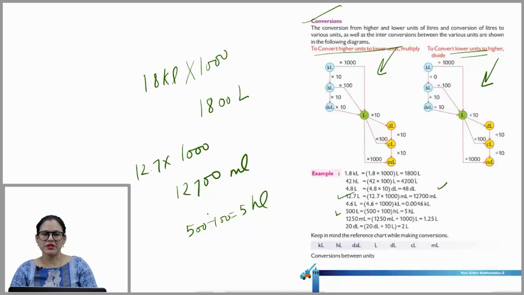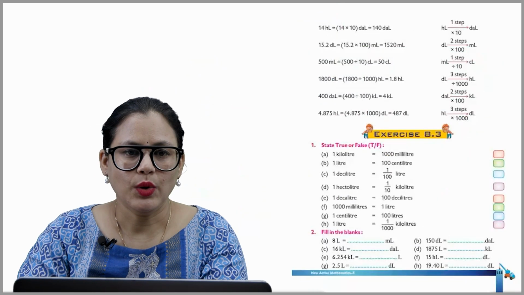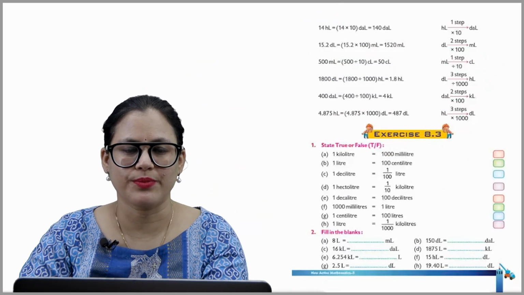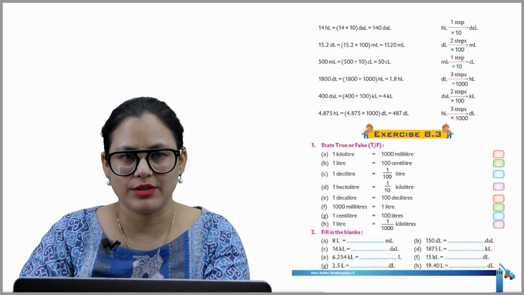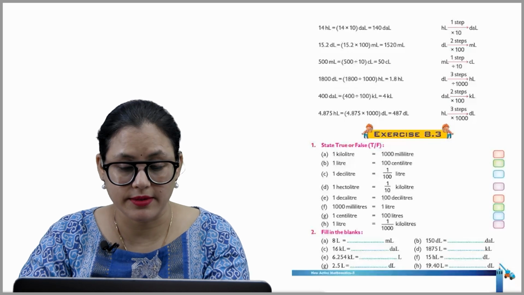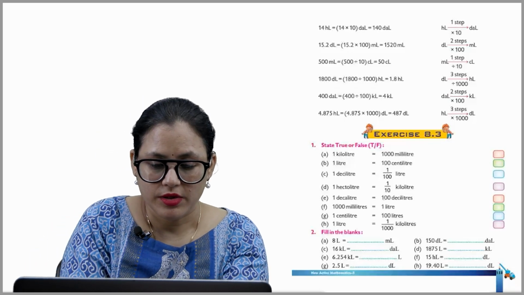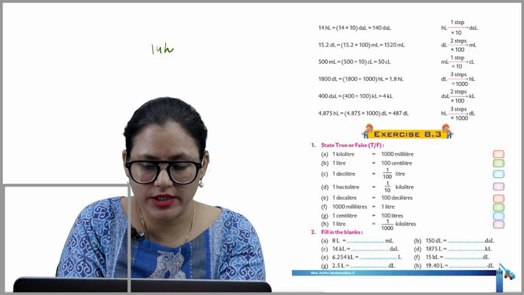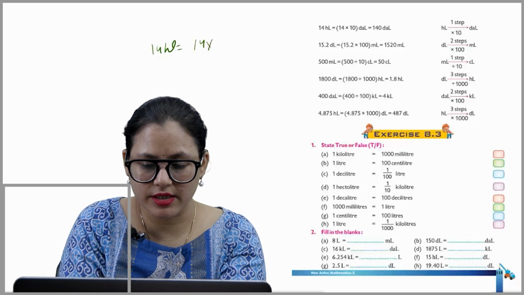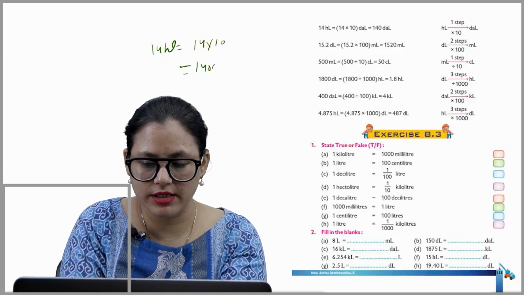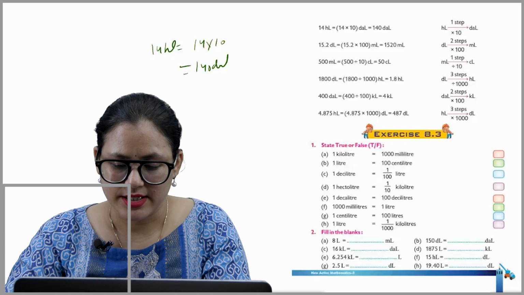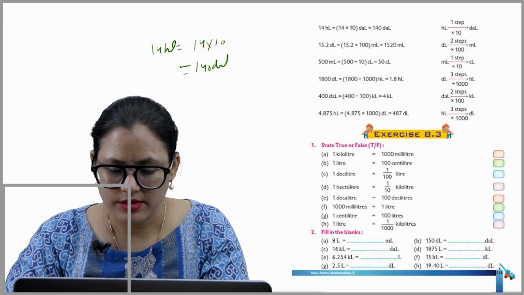Right. Keep in mind the reference chart while making conversions. Okay. Now let's see the conversion. 14 hectoliter, you have to convert it into decaliter. Okay. So what will you do? You will multiply it by 10. So 140 decaliter.